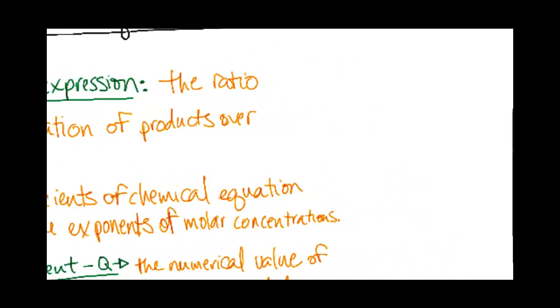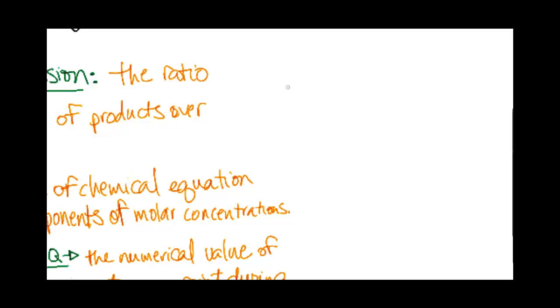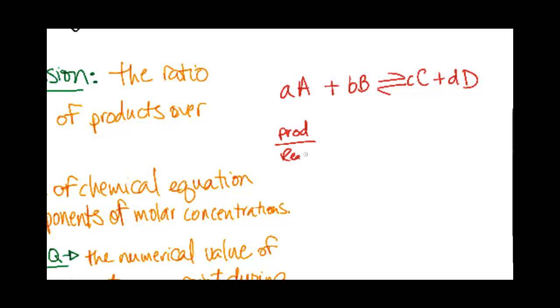So what do I mean by that? Let's take a look at just some random reaction. The mass action expression for this would be the products over the reactants, the ratio, so it would be big C raised to little c, big D raised to little d.